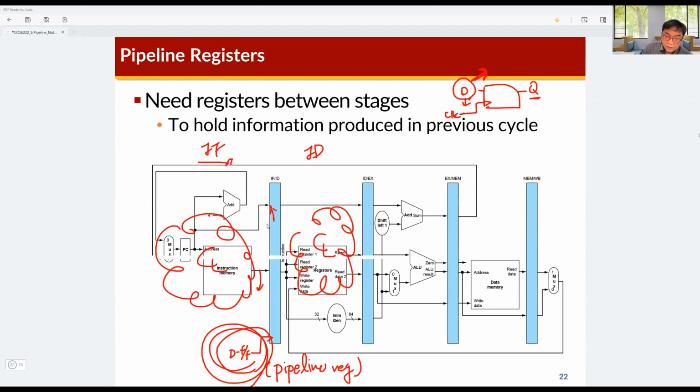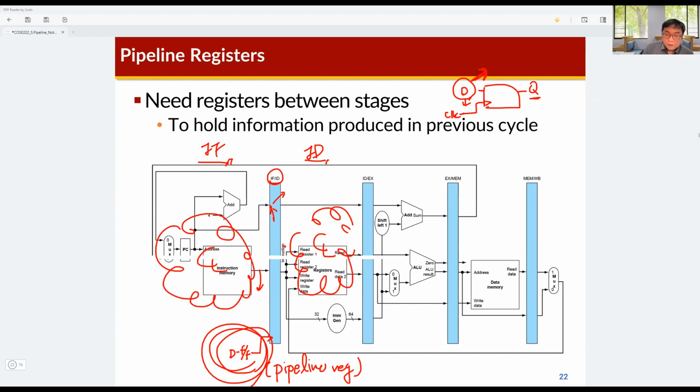Then this sampled output, the sampled data for this pipeline register, will be maintained. How long? It will be maintained during one clock period of the clock signal. That means the input of the combinational logic in the ID step is maintained during one clock period.